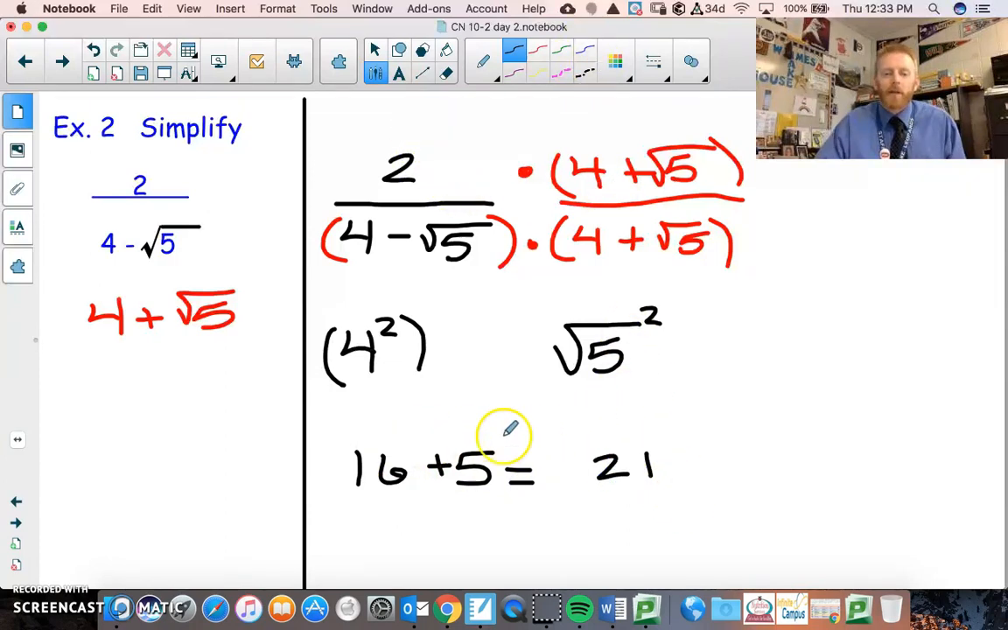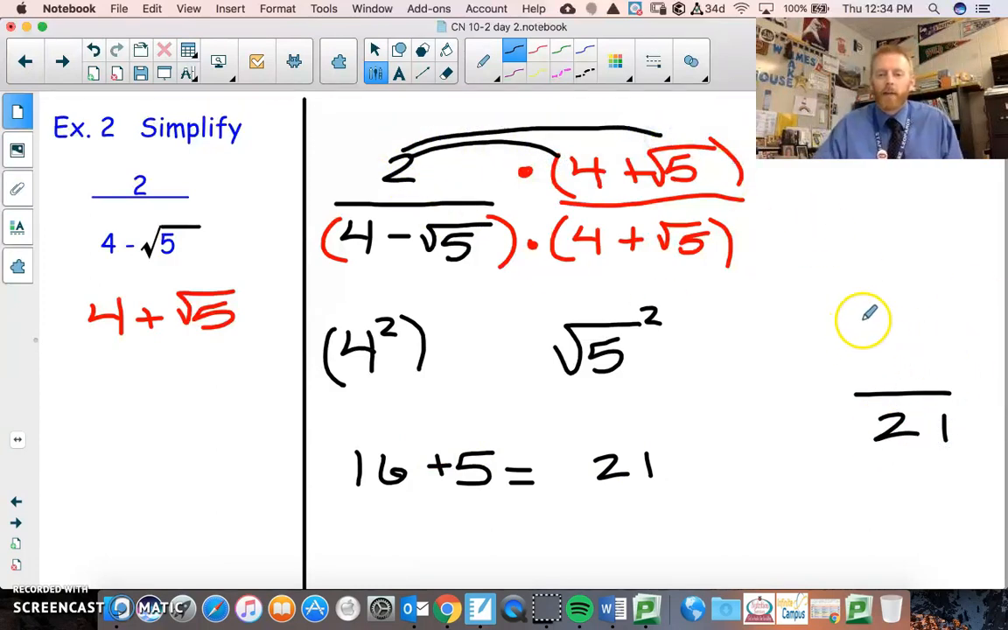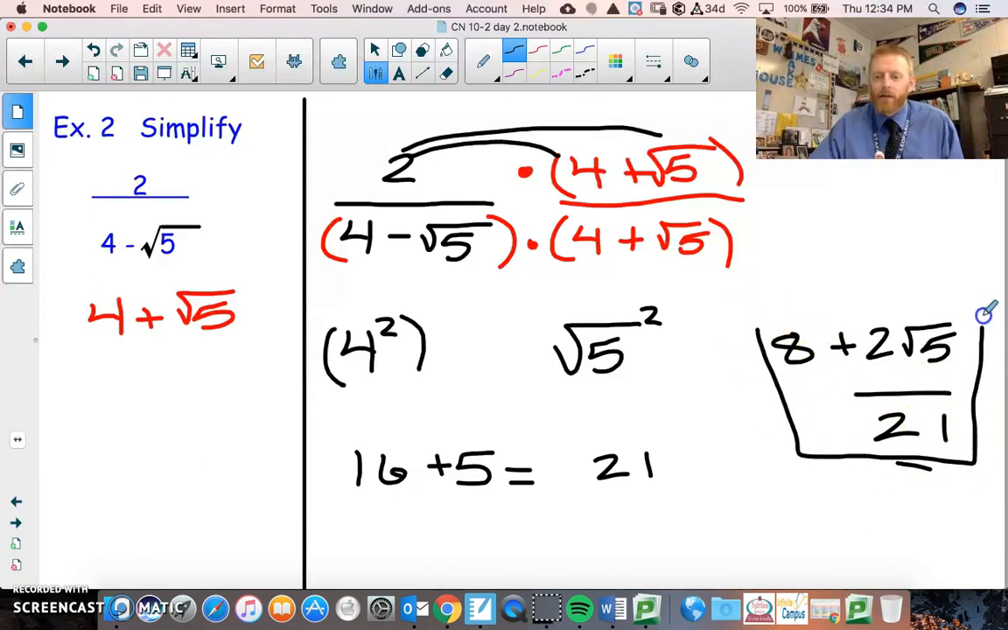Now when we take care of our top, we're going to distribute. So that 2 gets multiplied to both items. So we get 8 plus 2 root 5. Now, because these numbers aren't nice together to be able to simplify, this ends up just being our final answer. And that's what we're dealing with, folks.